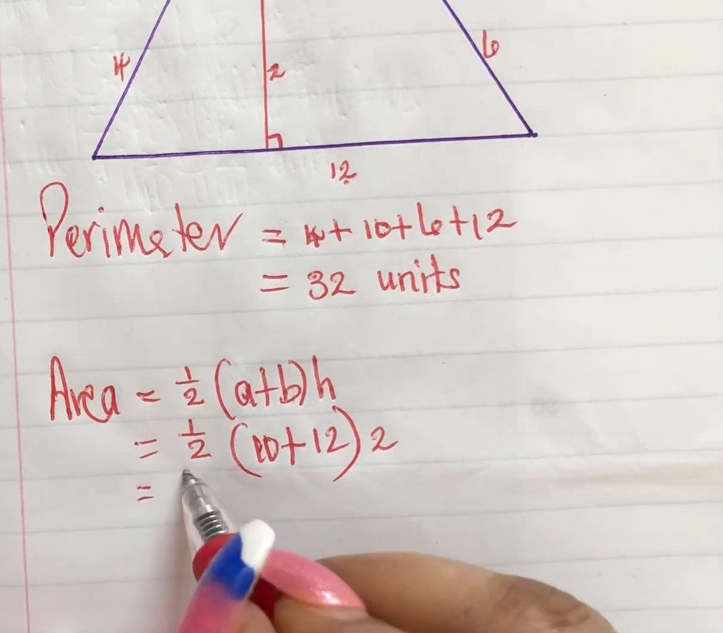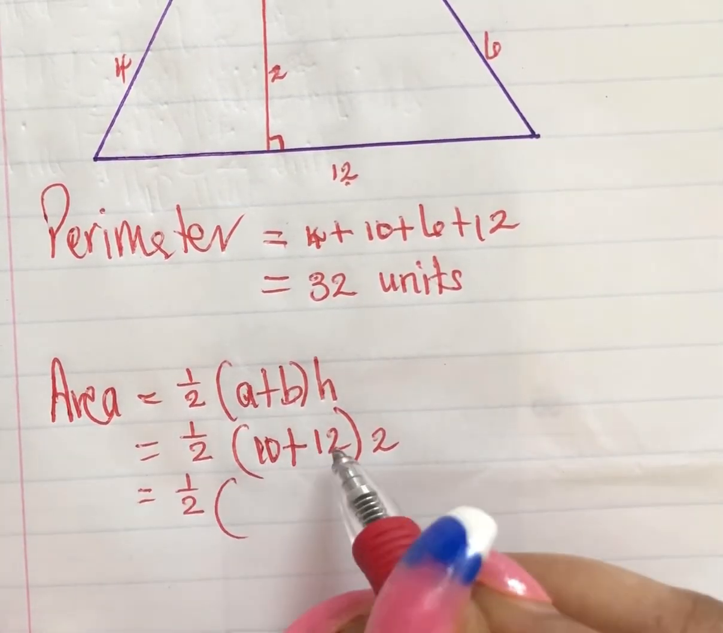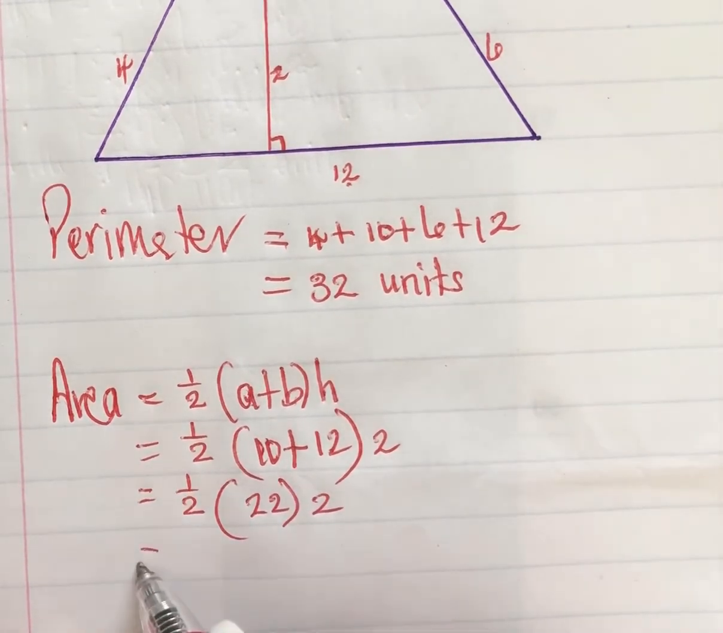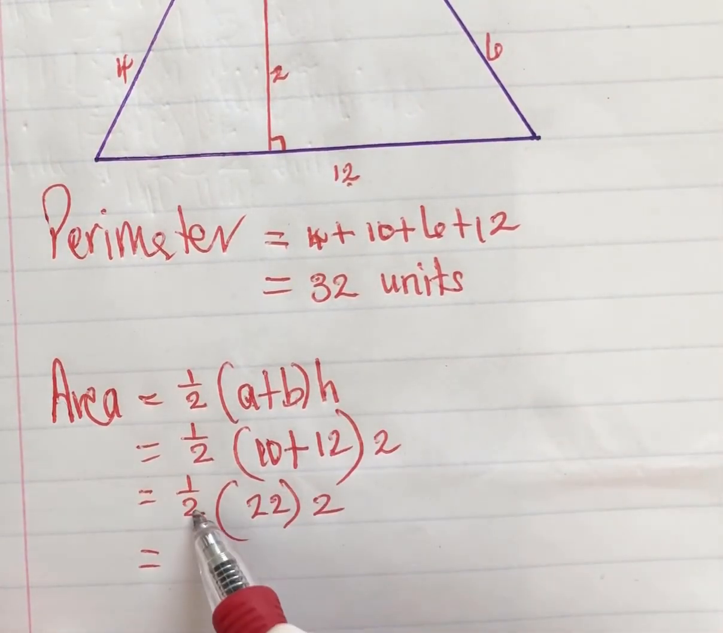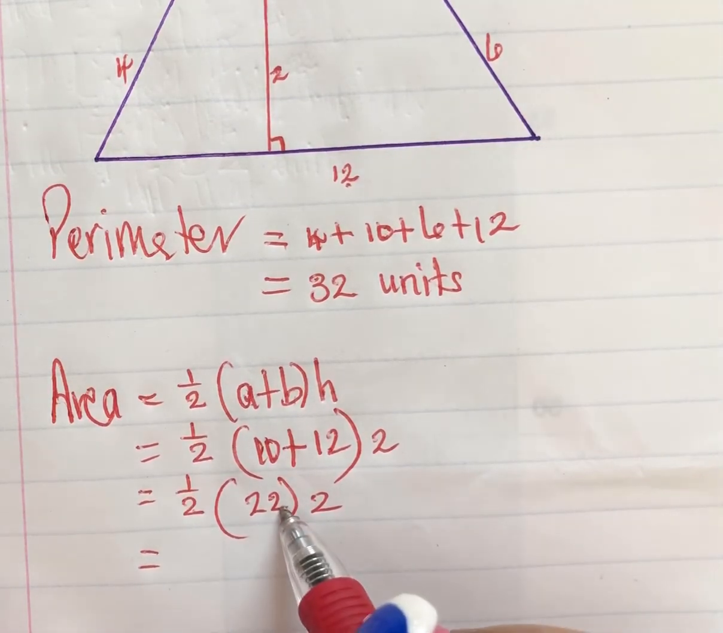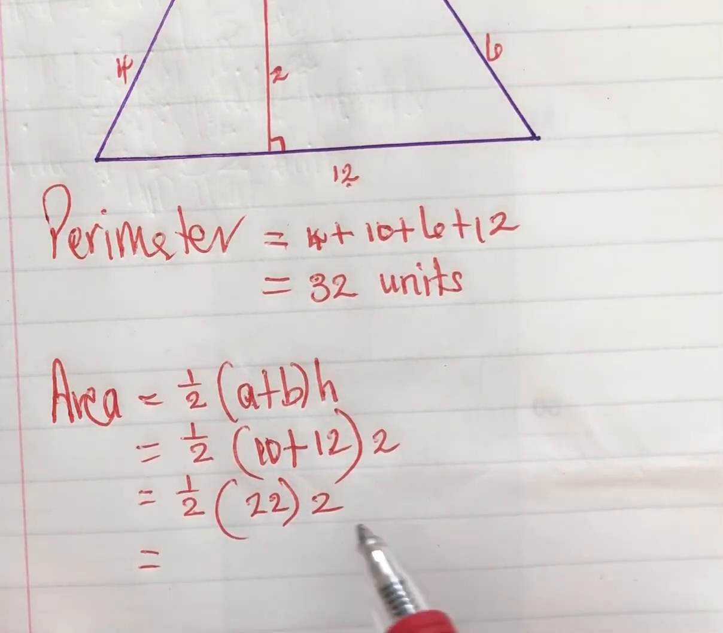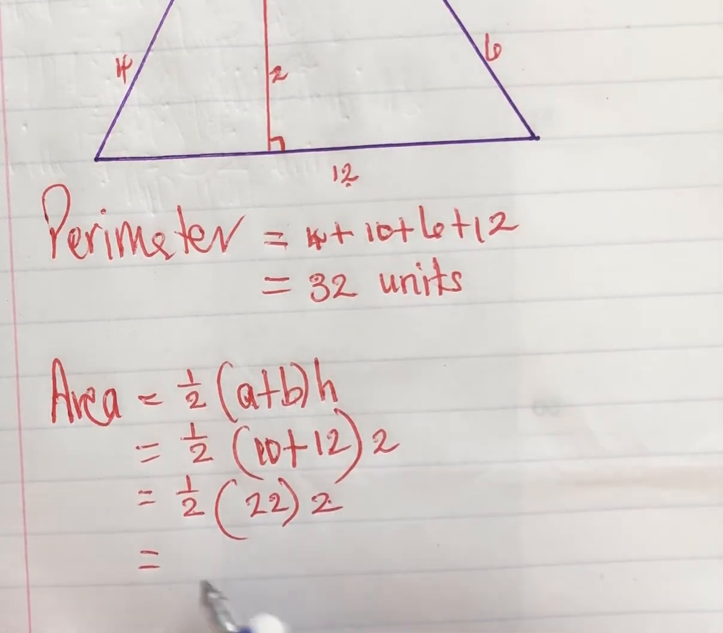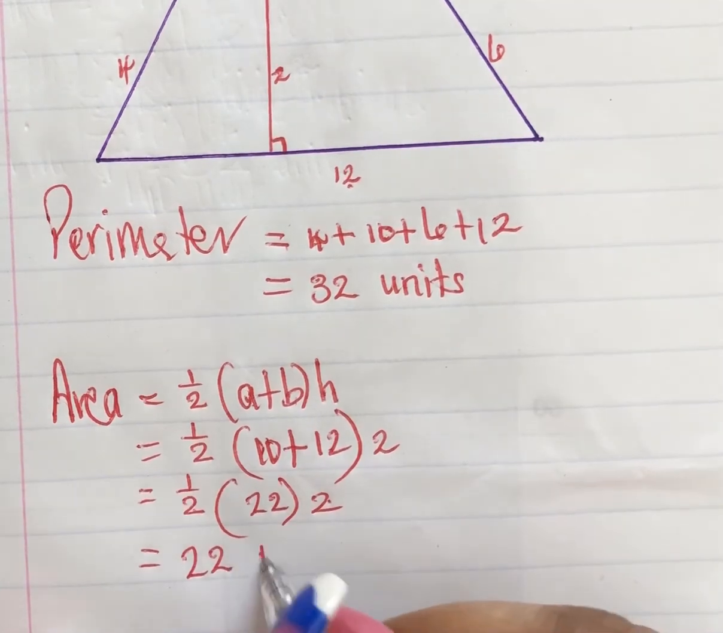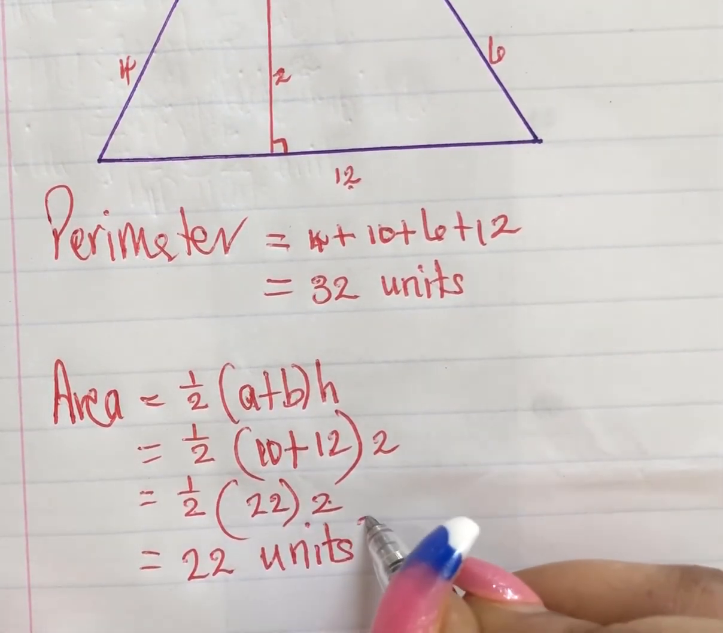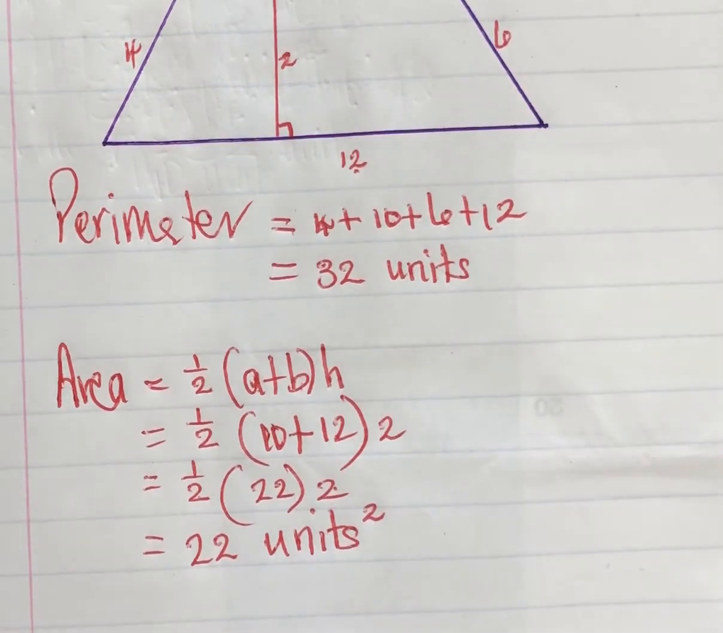I simplify now. 10 plus 12 is 22. Half of 22 is 11. 11 multiplied by 2 is exactly 22 units square. Yes.